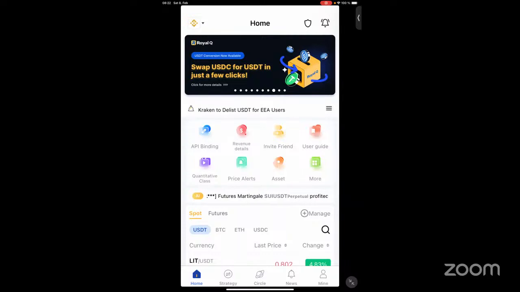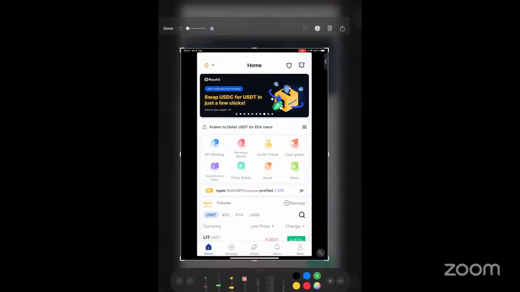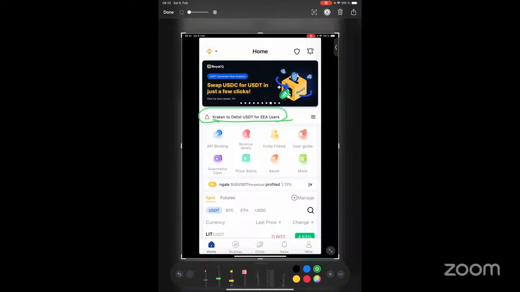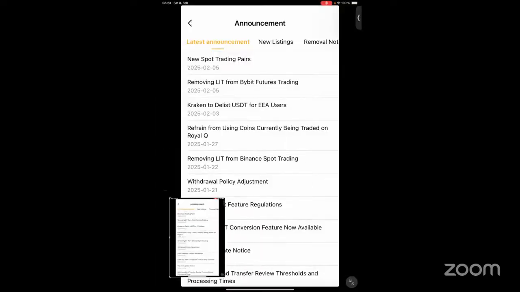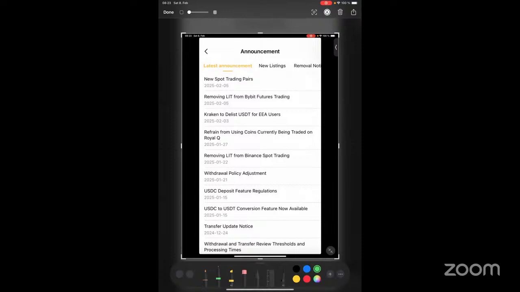All right, below you can see these messages. Okay, there are notifications, there are news, there are announcements. But if you want to get the whole details, you just have to tap on the three small lines here. You can also call it the menu bar. Once you tap on it, it sends you to the announcement tab where you can actually see the latest announcements, which comprise the new listings and also the removal notices.